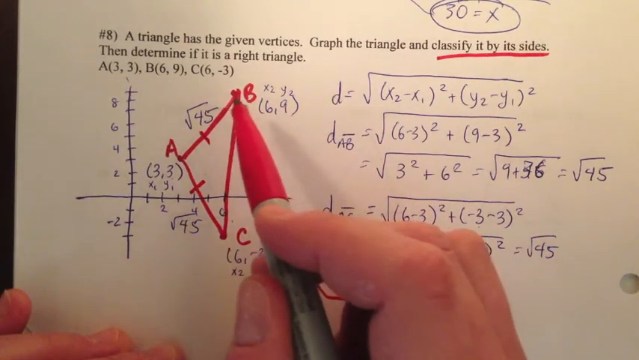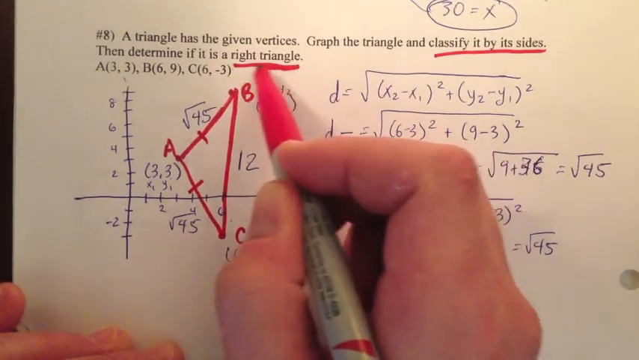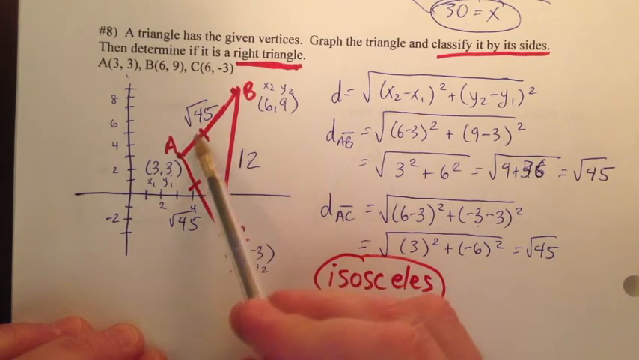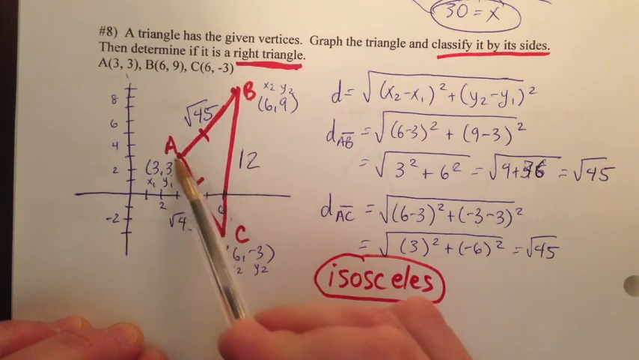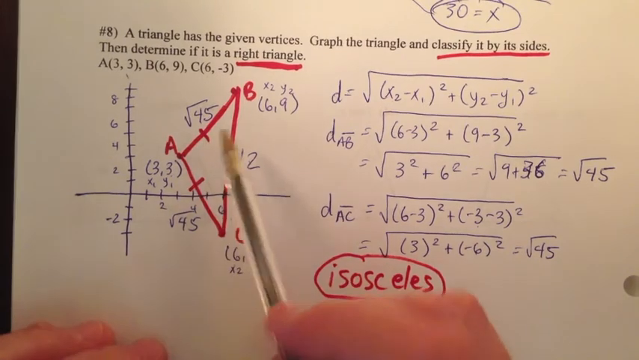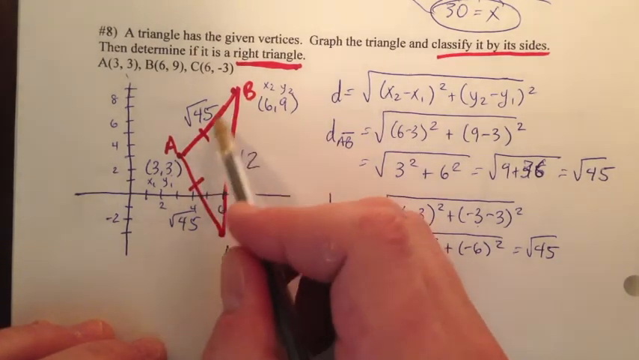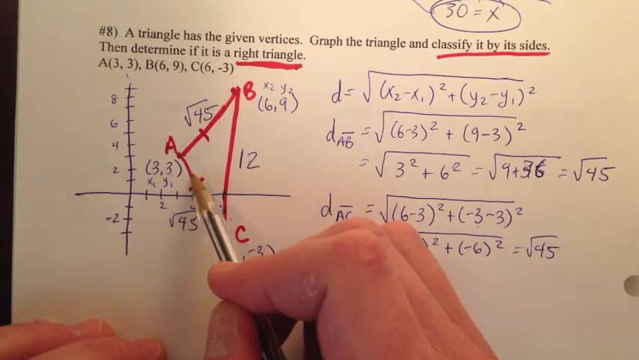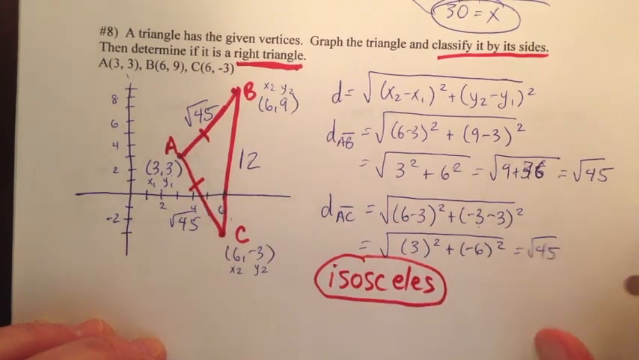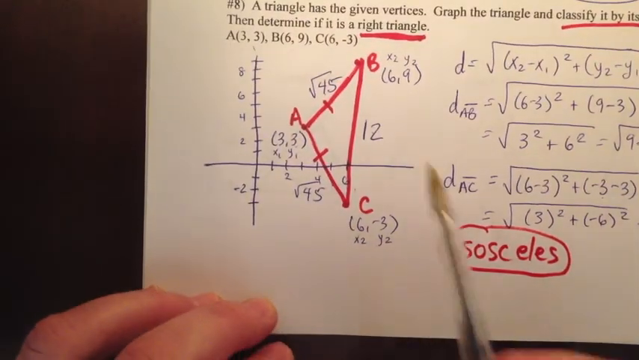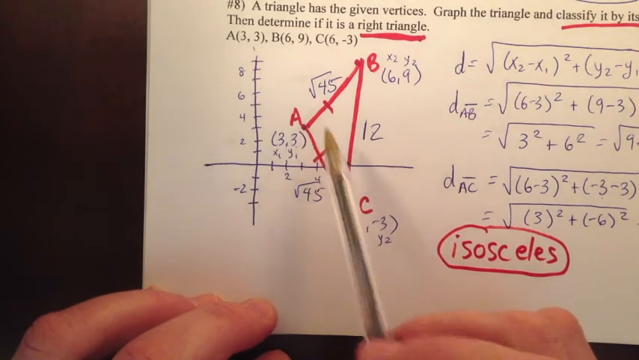Now, how about determine if it is a right triangle? This is going to be a little bit easier. If it's a right triangle, the right angle would probably be here. How do you know if it's a right angle? Well, if it's a right angle, then that means BA and AC would have to be perpendicular. To be perpendicular means that the slopes would have to be opposite reciprocals. So what we'll do is we'll compare the slopes.